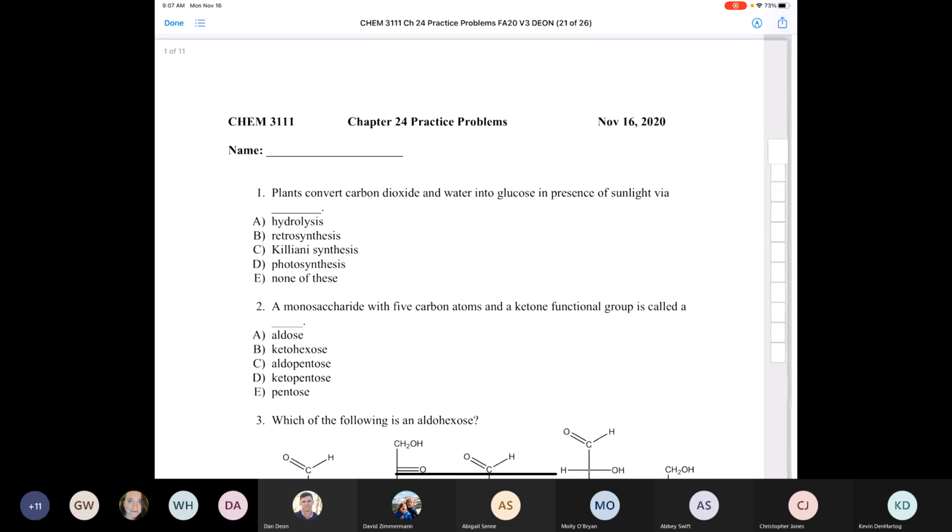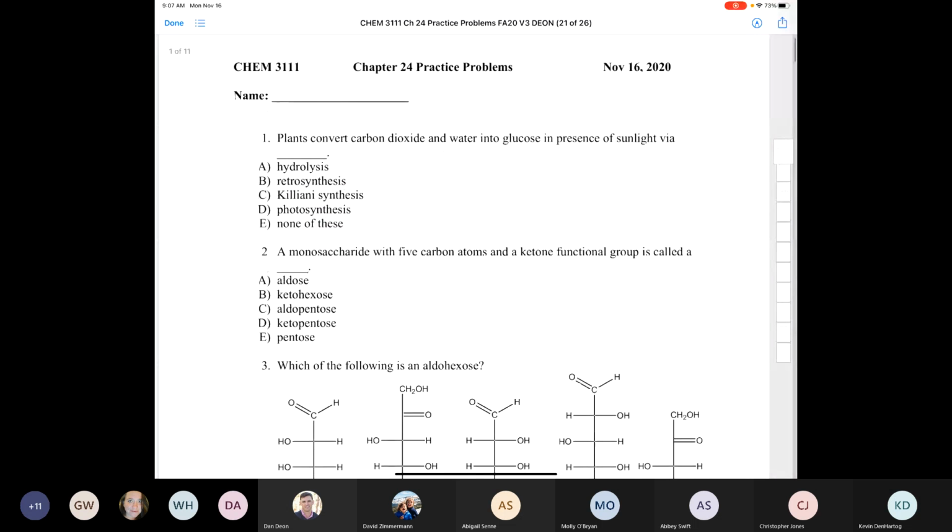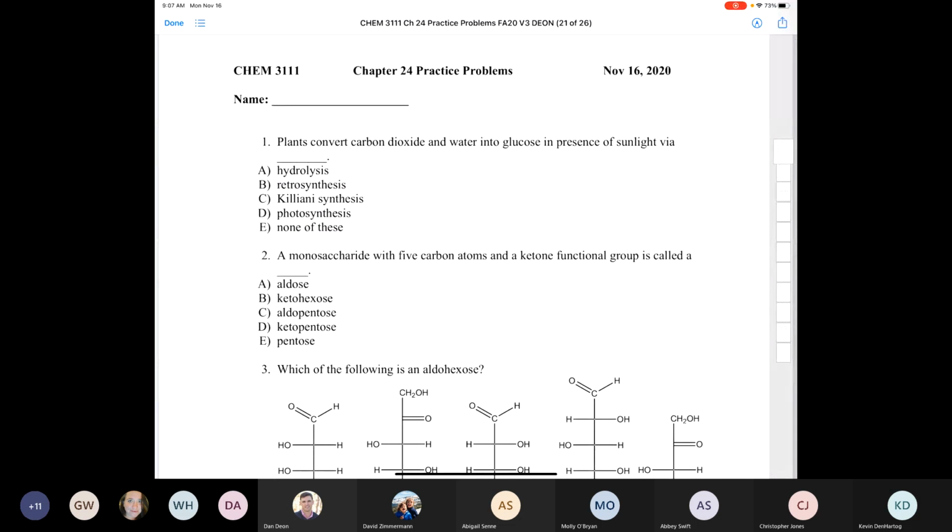Here we go. So here's some practice problems. Again, these are posted to Canvas. I'll post the solutions soon, and they're also available in the chat.